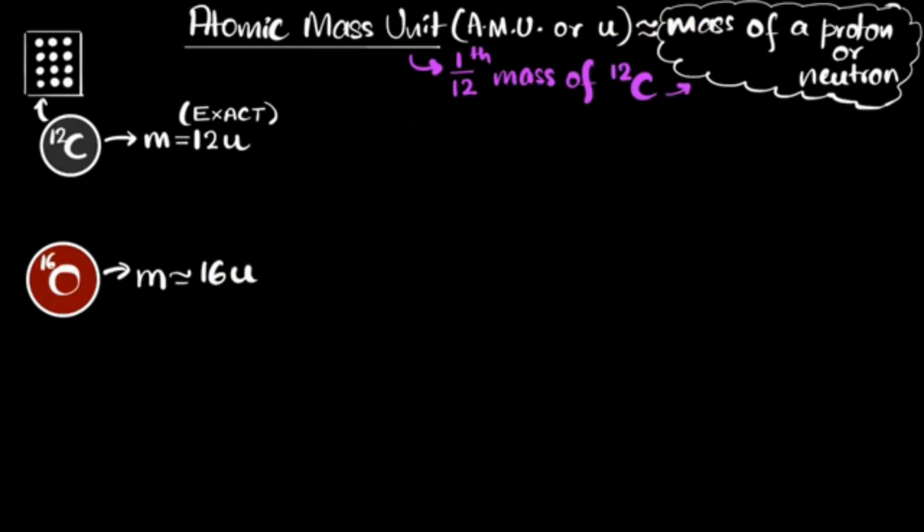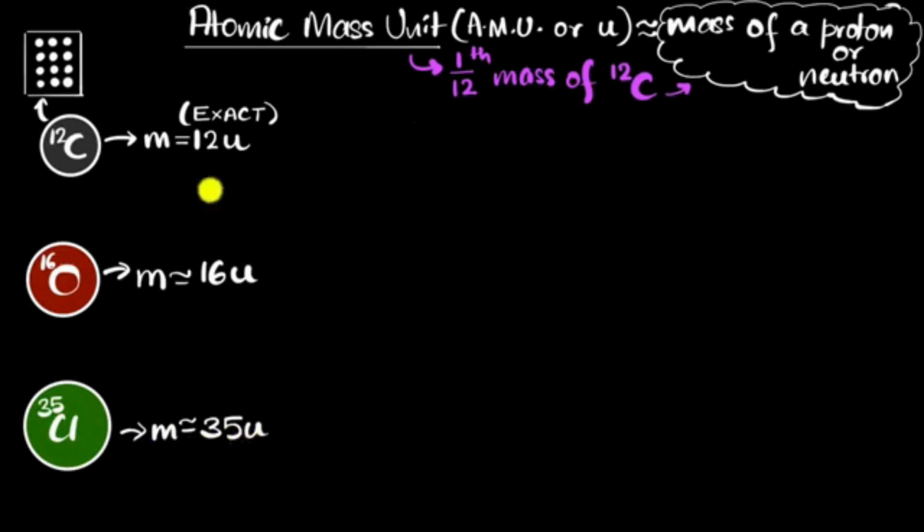Similarly, if you take an isotope of, say, chlorine, a particular isotope, the most abundant isotope of fluorine, which has 35 protons and neutrons together in it, well, then its mass will be close to 35U. Makes sense, right? Okay, now here's a question we're going to ask ourselves. Let's go back to carbon. Each carbon has a mass of 12U, right?